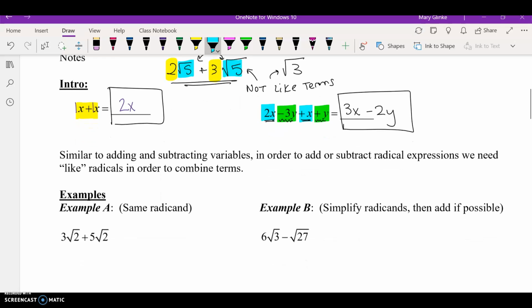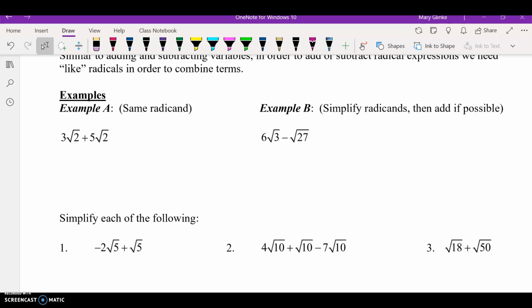So let's go ahead and take a look at that. Example A shows this. We can see that they are like terms because they both have root 2. So to add these together, we have 3 of the root 2's, and we are adding 5 more of the root 2's. So we add the coefficients to get an 8, but we leave the root 2 alone because that is kind of like our variable. Okay, so add the numbers out in front and leave the radical alone.